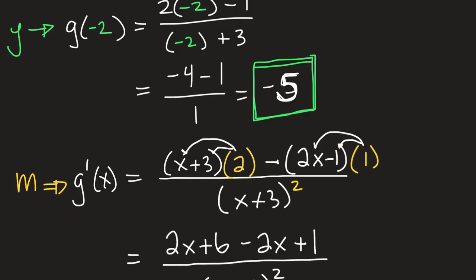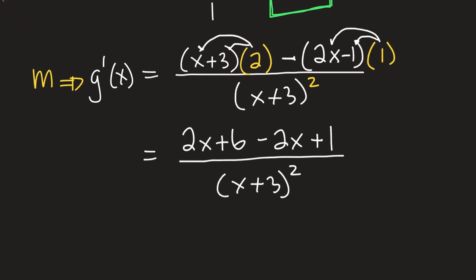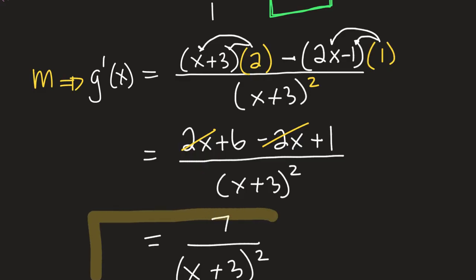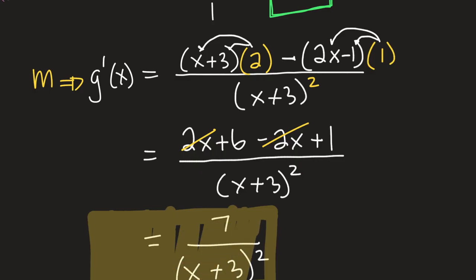Because it's an equation, I'm not going to multiply that out to get a quadratic in the denominator. That's not really necessary. Look what happens in my numerator: 2x minus 2x is 0. That's awful nice. So I just have a 7 in my numerator over x plus 3 squared. That is my derivative, g prime of x.